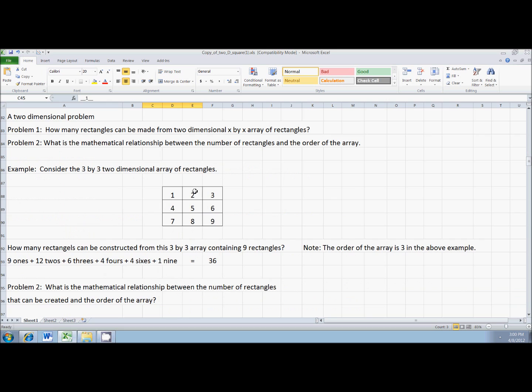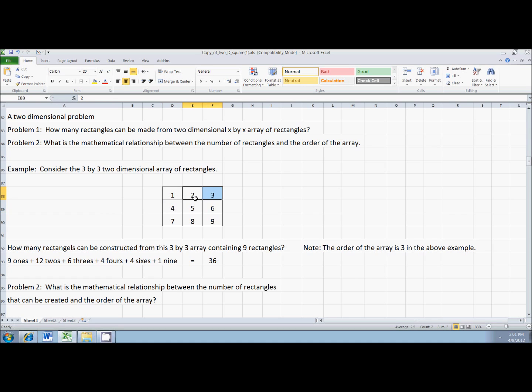In a two-dimensional problem, we have an n by n array. Here we have a 3 by 3 array. How many rectangles can we create out of this array? Let me go through this example in detail. We have the unit rectangles, 1, 2, 3, 4, 5, 6, 7, 8, 9. So there's 9 ones. You can show that there's 12 twos.